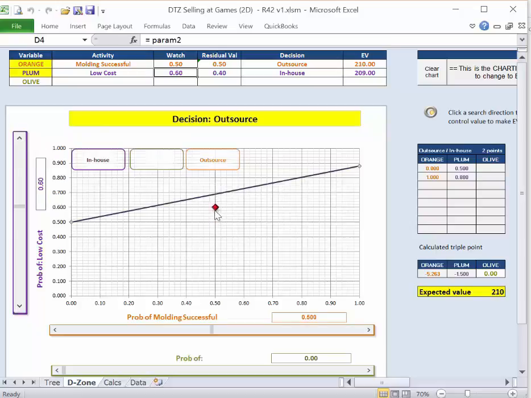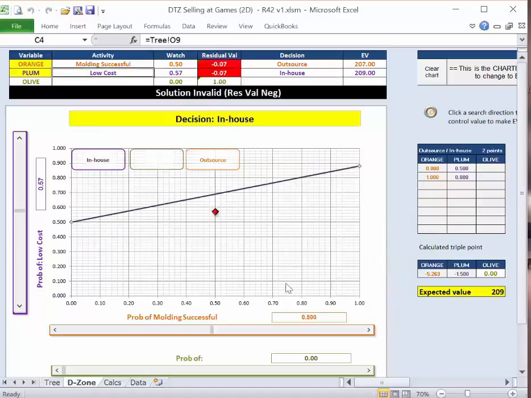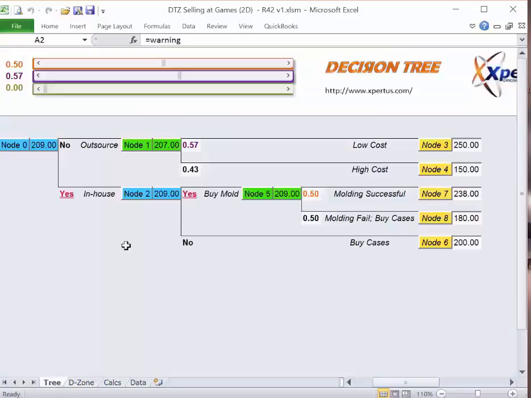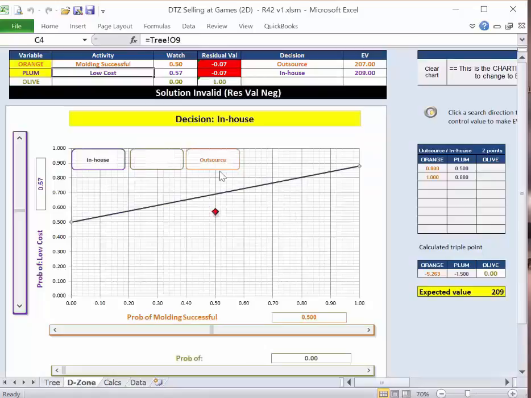But well before it reached the demarcation line, the decision changed to outsource. Watch again as it comes down. It's in-house. So the change is not taking place on the demarcation line as it should. Thus, as you can see, our demarcation line does not represent the true zones. The reason is the discontinuity introduced by this decision. So this is a bad way to design this type of problem.